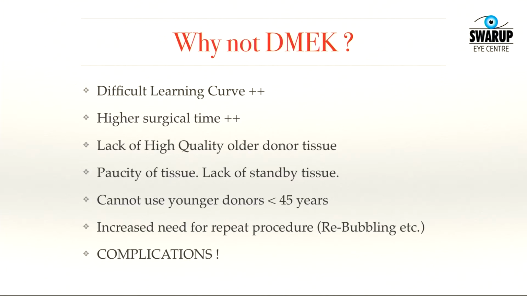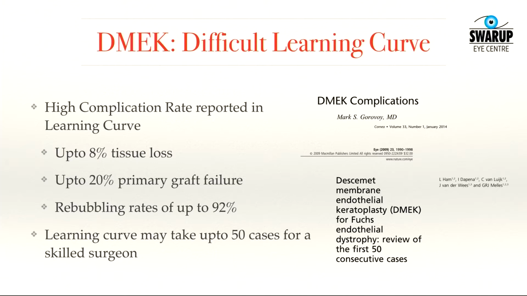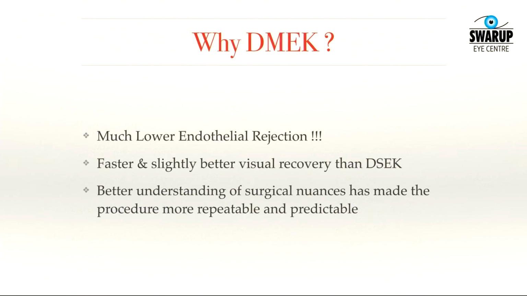And of course the complications, they are feared. I think all corneal surgeons would agree that this is one of the difficult surgeries. Manual DALK was one surgery that needed a lot of skill, and maybe this is the other one. So that's another reason why people tend not to do DMEK. There have been some publications showing the learning curve, and generally the learning curve may take up to about 50 cases for a skilled surgeon, and for a non-skilled surgeon, of course, it's going to be a lot more. And during the learning curve, you can have up to 8% tissue loss, 20% primary graft failure, and almost 92% rebubbling rate, which is a very, very high rate.